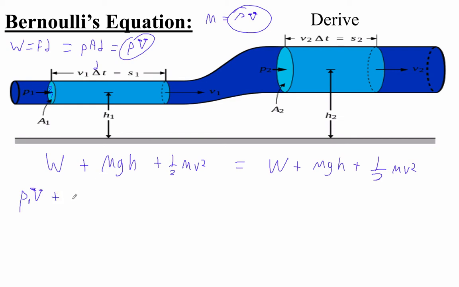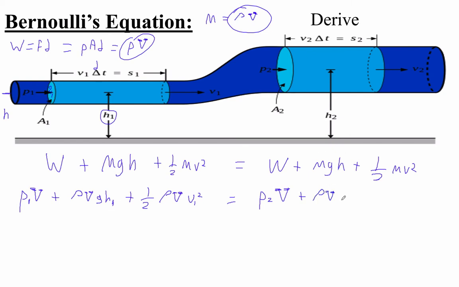Plus, and then m is density times whatever that volume is, times g h1. So h1 is this height here, like that. Plus 1/2, and then again for mass, we're going to put in rho times the volume, times velocity 1 squared, is equal to pressure 2 times the volume, plus density times the volume. I'm just substituting for the mass.